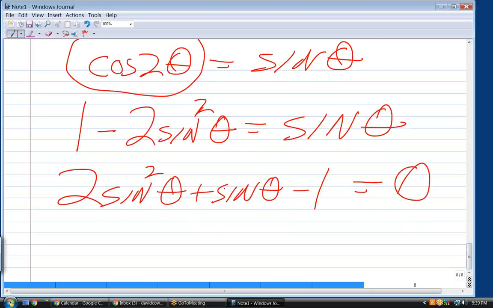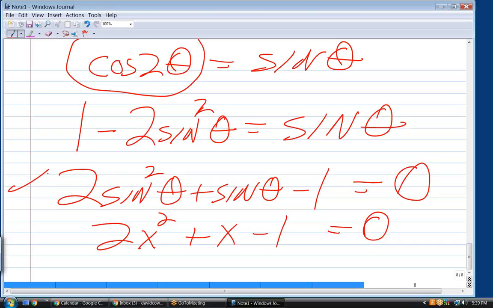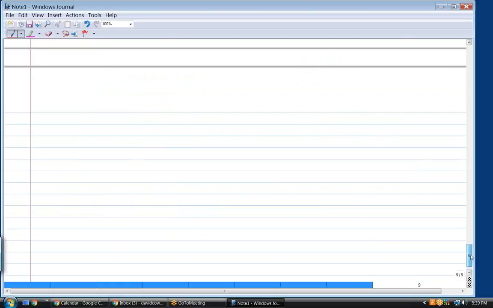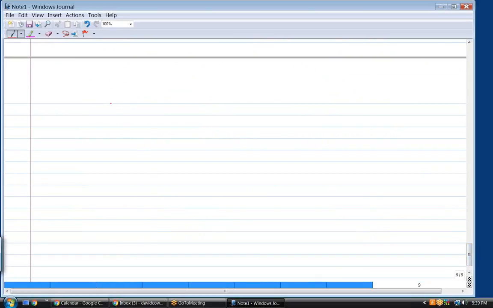Well, factor that just like you would factor 2x squared plus x minus 1 equals 0. Instead of x, your variable is sine theta. This is called a quadratic in sine theta. This is called a quadratic in x. I can have other kinds of quadratics. I can have this quadratic.